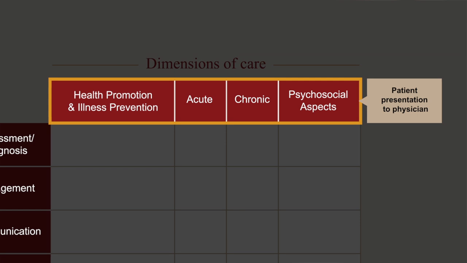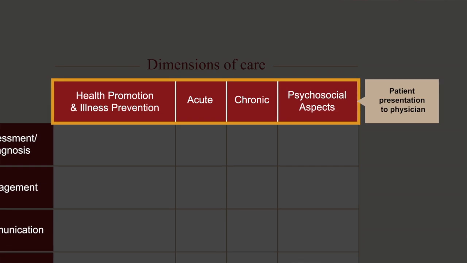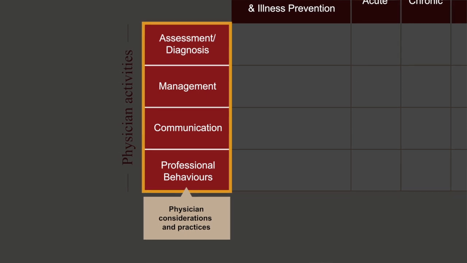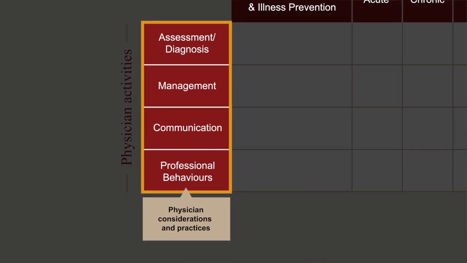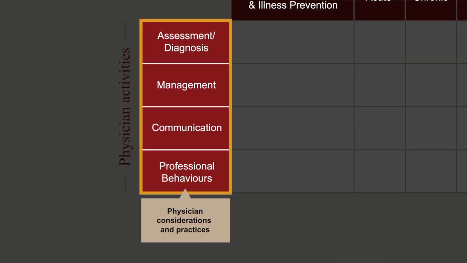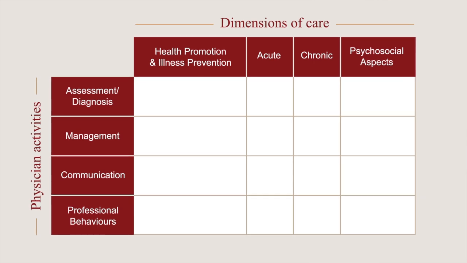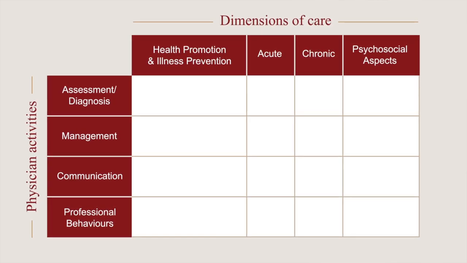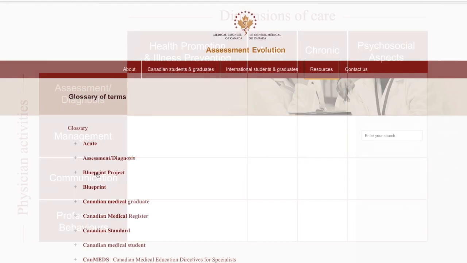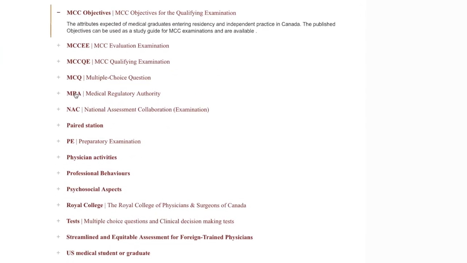It begins with health promotion and illness prevention, followed by acute care and chronic care, and also the psychosocial aspects of care. On the side menu are the activities expected of our physicians when addressing and managing the various dimensions of a patient's care. It begins with assessment and diagnosis. There is management of the required care, proper communication, and professional behaviors. Taken together, the top menu shows how patients present to a physician, and the side menu, what physicians need to consider and do. We encourage you to explore detailed definitions in the glossary available on this site.